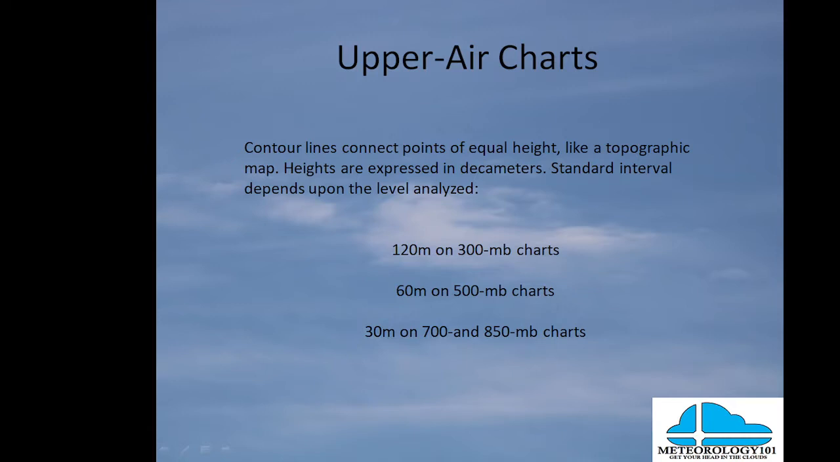Like on the surface was every 4 millibars. So these are every 30 meters of height depicted on the 700, 850 millibar chart. 60 meters, 20 meters, depending on just changing, as you change the height through the atmosphere at those levels, how far apart those lines are going to be.